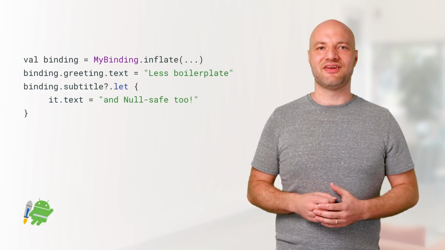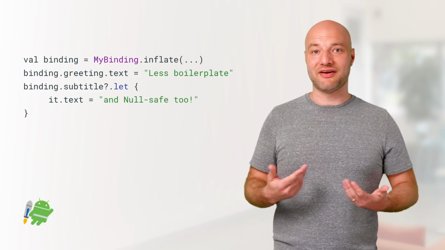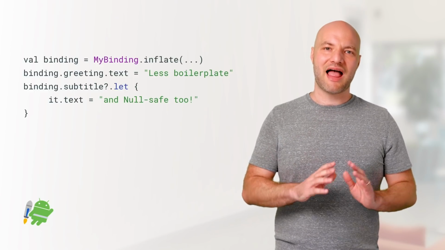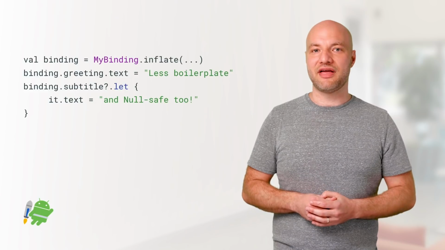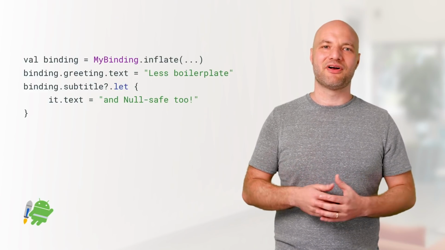ViewBinding adds safety. When you inflate a view, the binding object will automatically give you the right type. In this example, the greeting is automatically a text view. And if the view is only present in landscape, the binding will be nullable. This helps you avoid crashing in production.